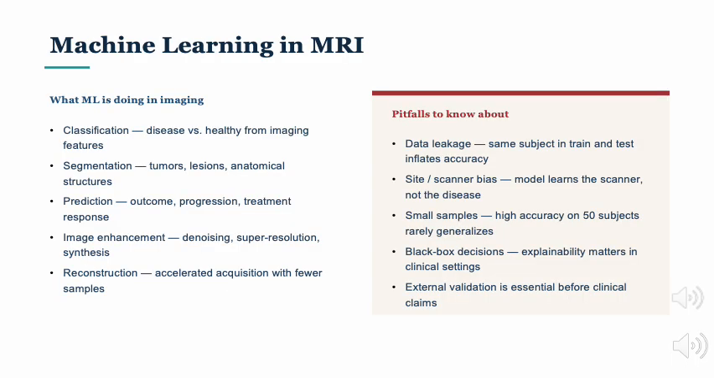Nowadays, machine learning is used in MRI assessment more and more. Machine learning is doing a lot in imaging. It can help us to classify disease versus healthy, segment tumors and lesions, predict outcomes and treatment response, perform image enhancement like denoising and super resolution, and even accelerate reconstruction from fewer samples.